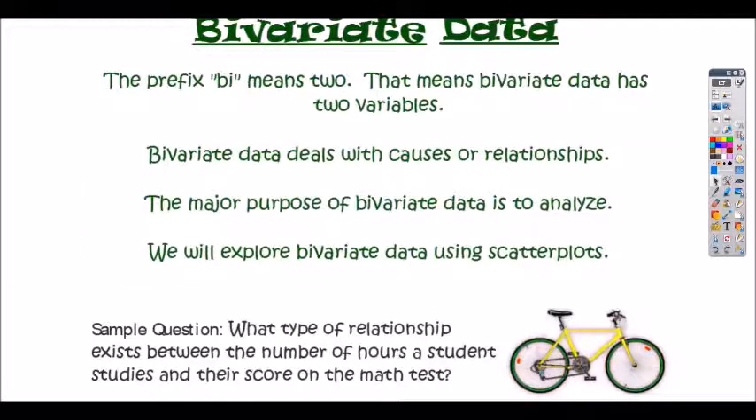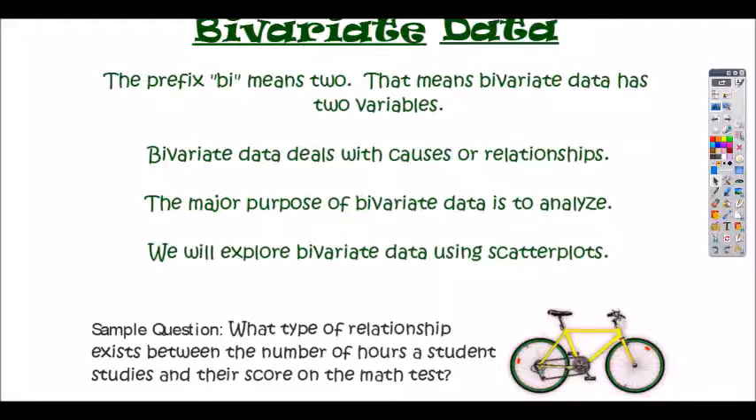What is bivariate data? Bi just means two, and bivariate data just means that we're looking at two variables, our x and our y. Bivariate data deals with cause or relationships. The major purpose of bivariate data is to analyze or synthesize information and make guesses or assumptions about it. We're going to explore bivariate data using scatter plots.